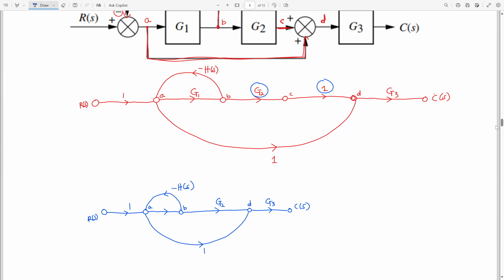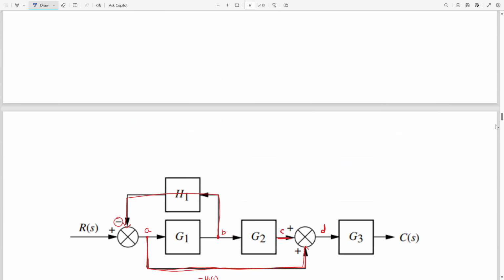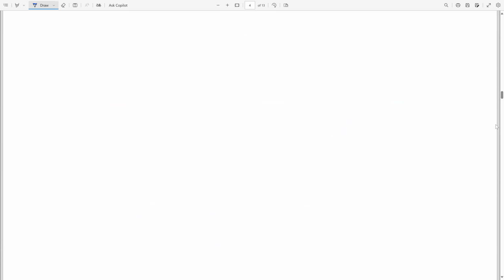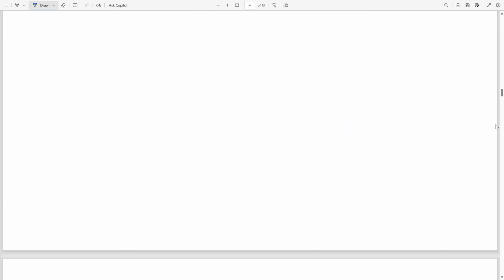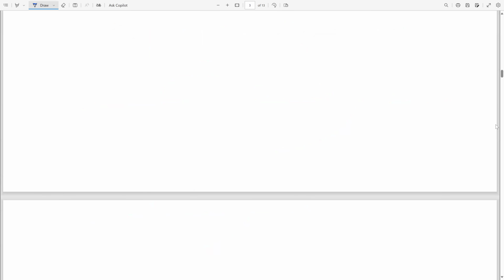So the next one that I'd like to convert to signal flow graphs, I'm searching for the simplest one that we can do. Then we migrate to the more difficult ones, and then let's see how everything goes from there.